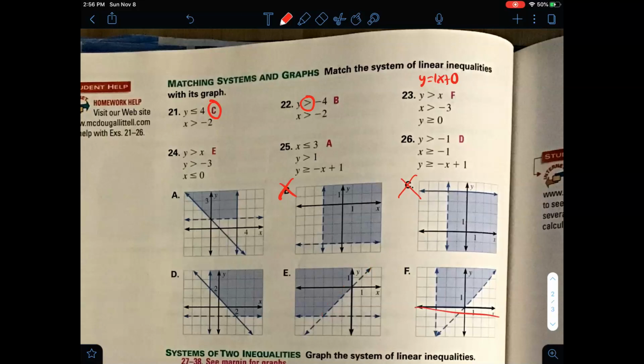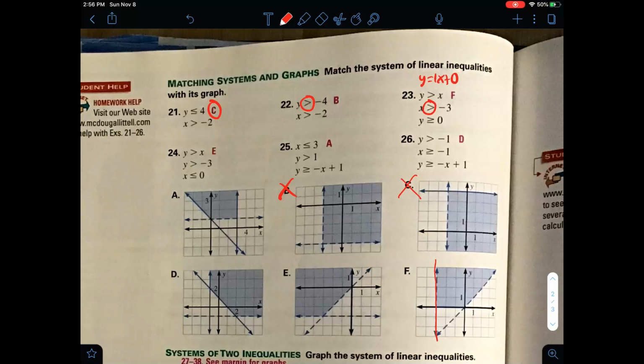Let's find another couple things to check here. So then we have x is greater than negative 3. So we need a dashed line through negative 3 vertical. So F might be this possible option right here. I guess I should have done F and I should have done E. Both of these could have worked.